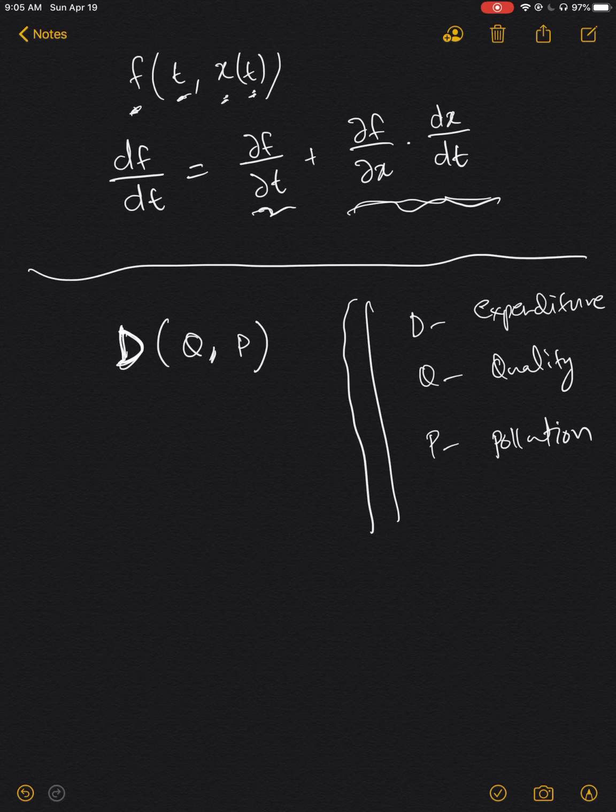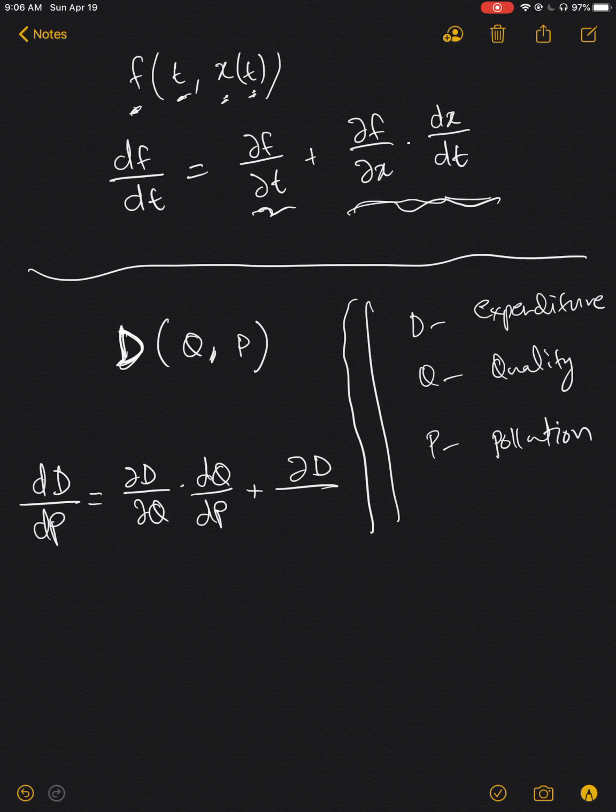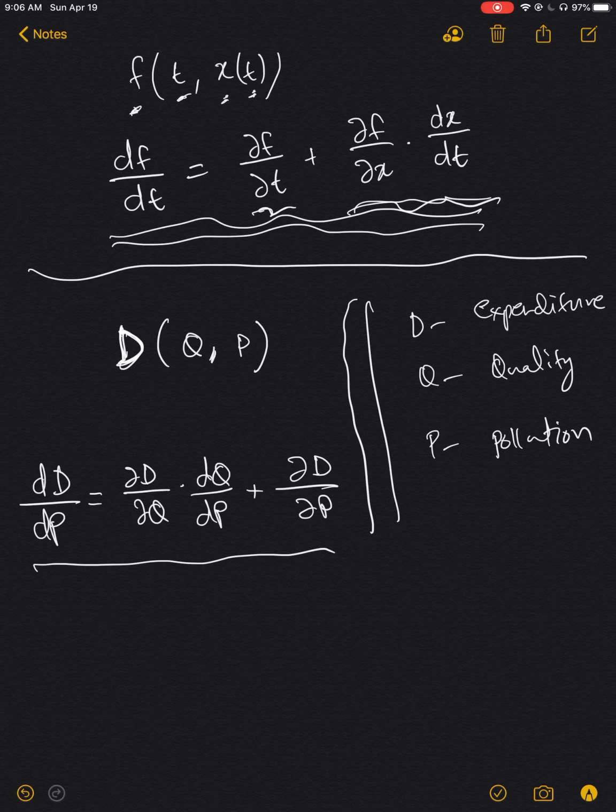Okay, so dD/dP, when pollution changes, how does expenditure change? That will be partial D partial Q, dQ/dP, plus partial D partial P. Okay, and this is basically something that just follows from that. It's the exact same thing.